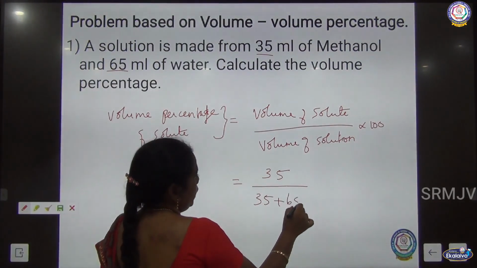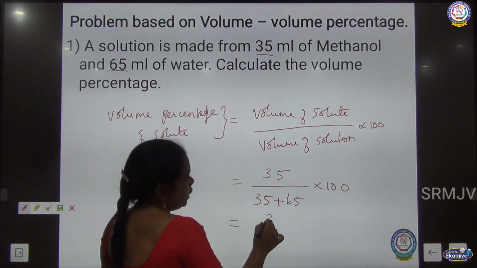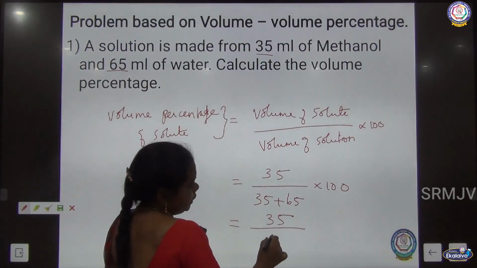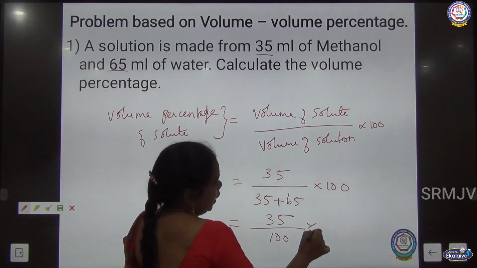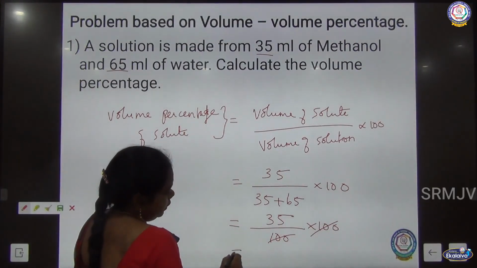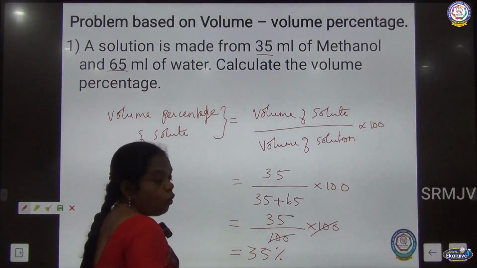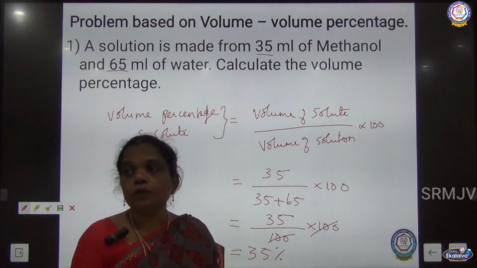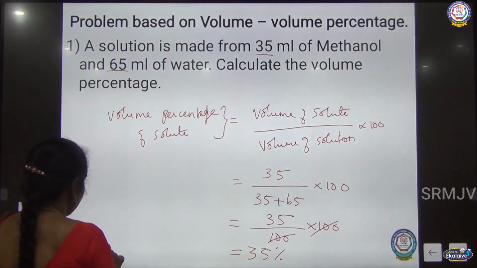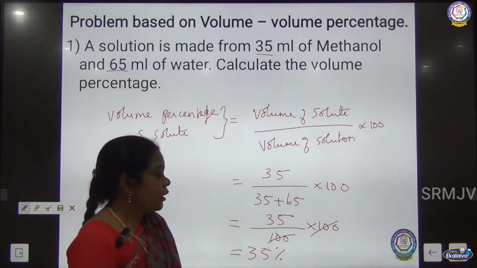plus 65 into 100. So 35 divided by, if you add 35 plus 65, that becomes 100, and 100 gets cancelled. Now what is the percentage? The volume percentage of the solution is 35%. So what is this 35%? The volume percentage of solute is 35%.